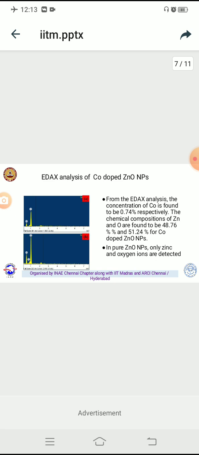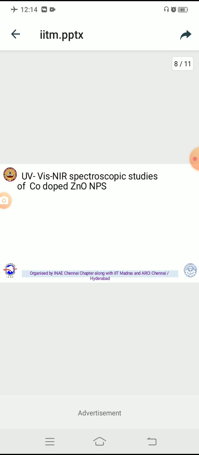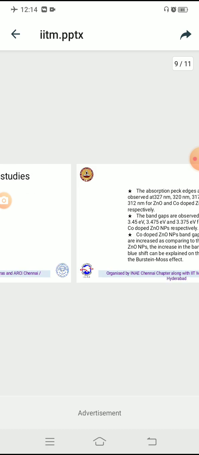EDAX analysis. From the EDAX analysis, the concentration of cobalt is found to be 0.71 respectively. The chemical composition of zinc and oxygen is found to be 48.76% and 51.24% for cobalt-doped zinc oxide nanoparticles. In pure zinc oxide nanoparticles, only zinc and oxygen ions are detected. Next one is the UV-visible spectroscopy studies.